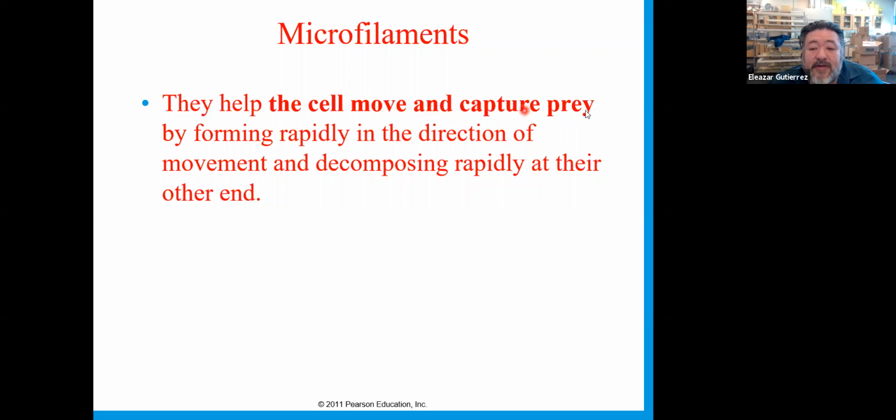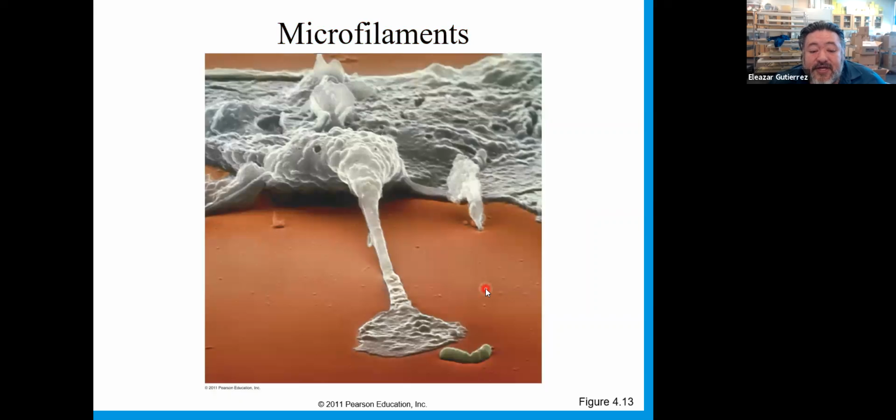They help the cell move and capture prey by forming rapidly in the direction of movement and decomposing rapidly on the other end. So here they show a human monocyte going after this poor defenseless E. coli over here. And you can see that that monocyte is making this huge actin pseudopod, is what it's called. It's called a false foot, a pseudopod. And then that pseudopod will move around this bacterium and it will engulf it. That's called phagocytosis.